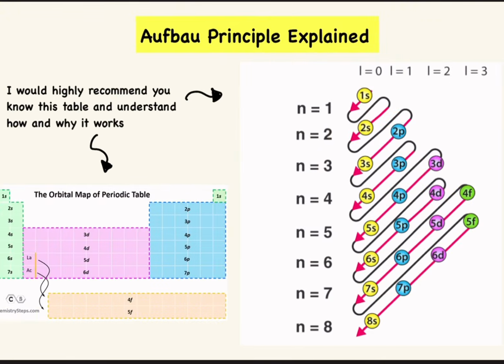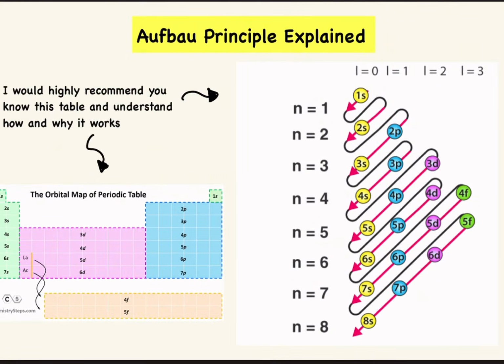So let's just start off with the Aufbau principle. Like I said before, it's a diagonal chart, right? We're showing how the electrons fill each orbital and in what order. So we start with 1s, then we move to 2s, 2p, 3s, 3p, 4s, and so on and so forth, just following that arrow.